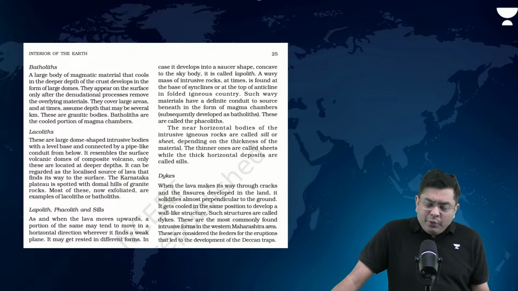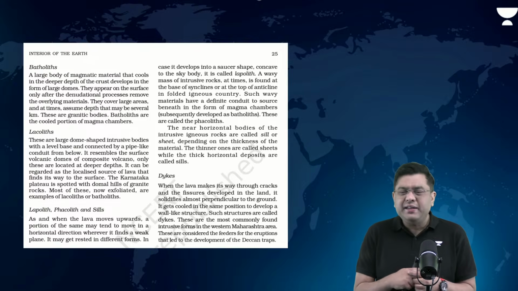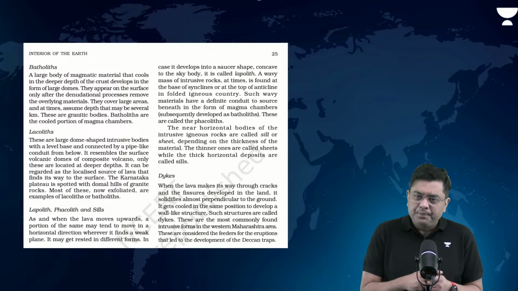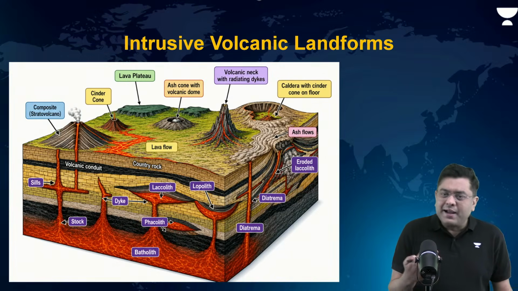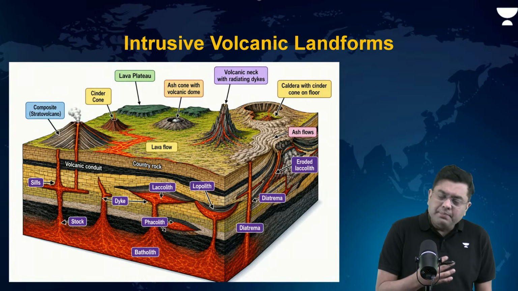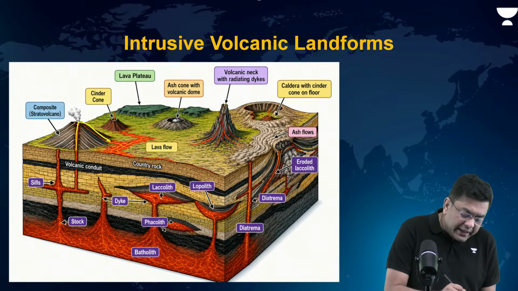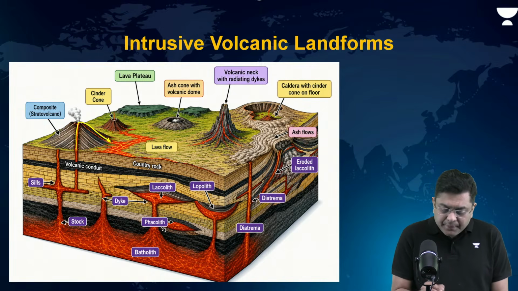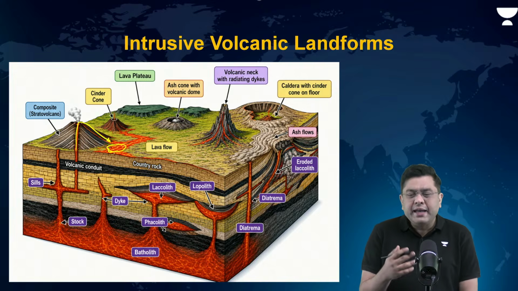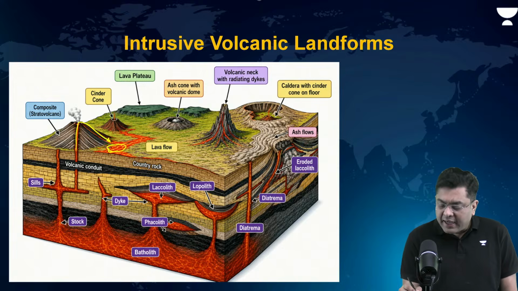Okay. Now we come to the portion which is given in your NCERT. That is the last portion. That is the case of intrusive volcanic landforms. So when we were talking about the magma and the lava, please understand that if molten materials emerge and erupt from the surface, right, they will form volcanic landforms like a composite volcano, a shield volcano, etc., a caldera.